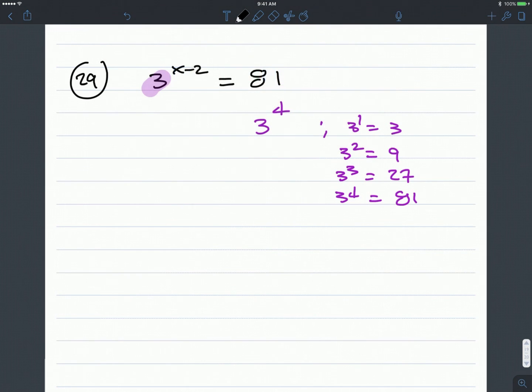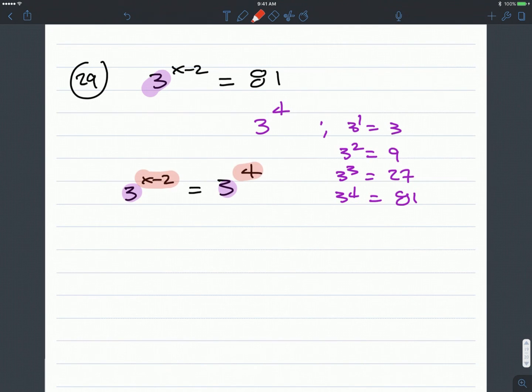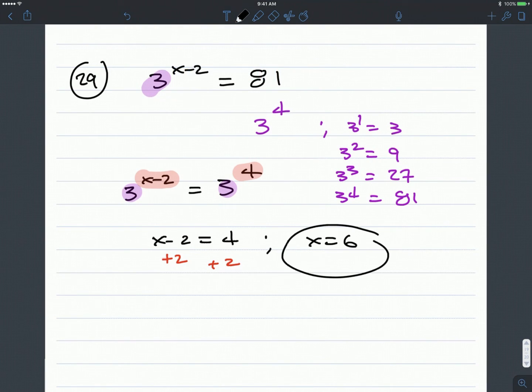So what that says to me is 3 to the x minus 2 is 3 to the what? Fourth power. And more importantly, same base. What does that mean about the powers? X minus 2 is 4. So if x minus 2 is 4, can I solve that for x? Add 2 to both sides, and you get x to be what? Positive 6. This is an exponential equation. Okay?